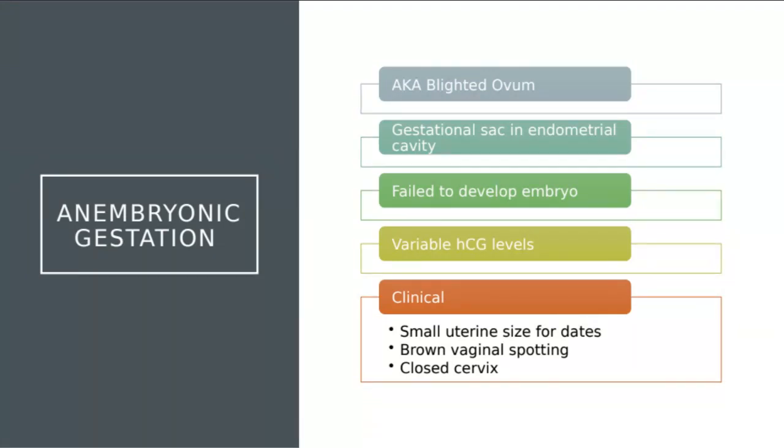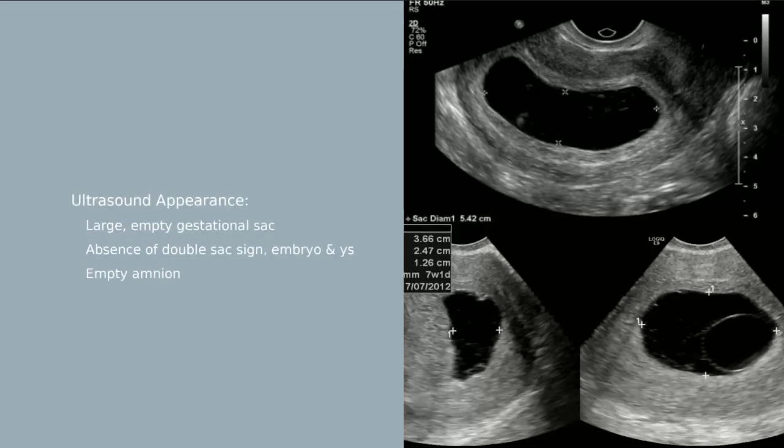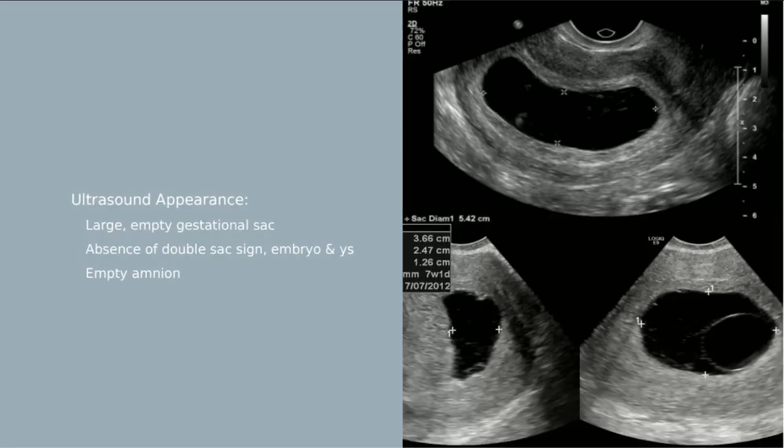We're going to see variable HCG levels. Clinically, the patient is going to have a really small uterine size for what their dates should be. They're also going to have brown vaginal spotting, and their cervix is going to be closed. So unfortunately with that, your gestational sac grew and developed, maybe even your yolk sac grew and developed, but we don't have an embryo that developed. So this is kind of what we term an empty sac. And this is when we have an empty amnion too.